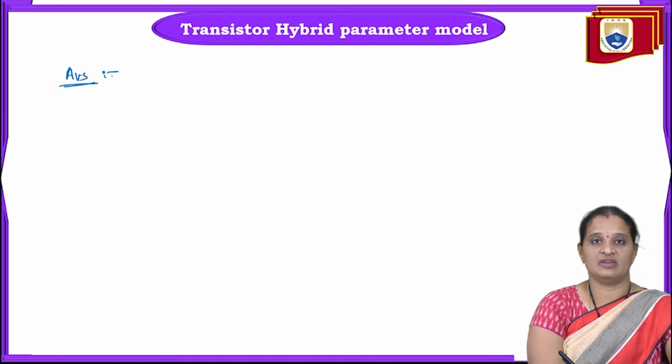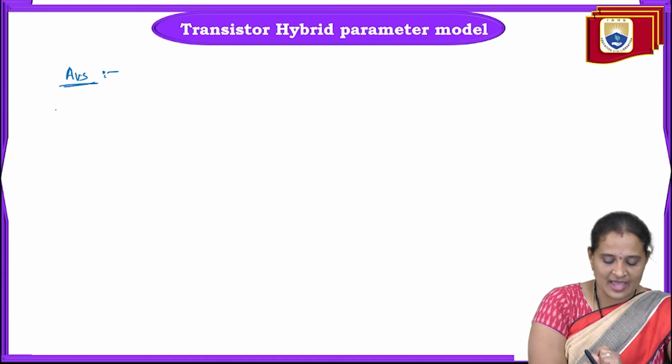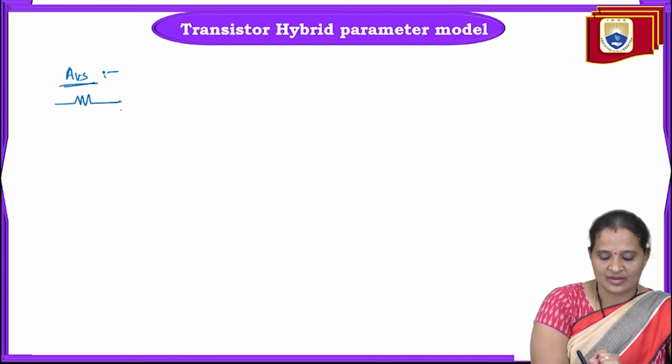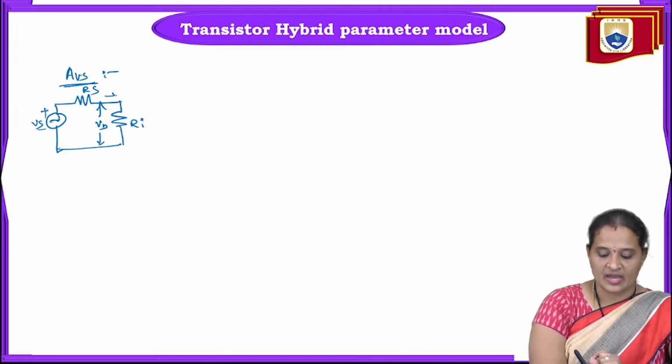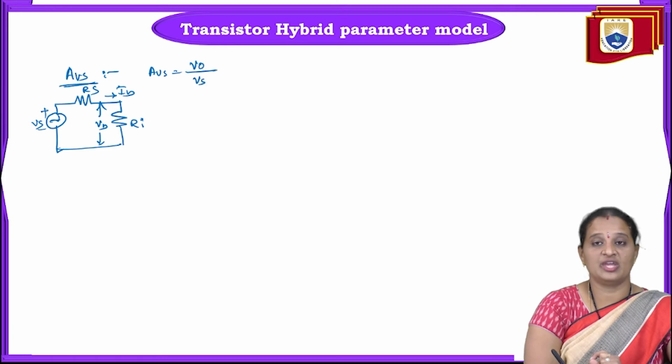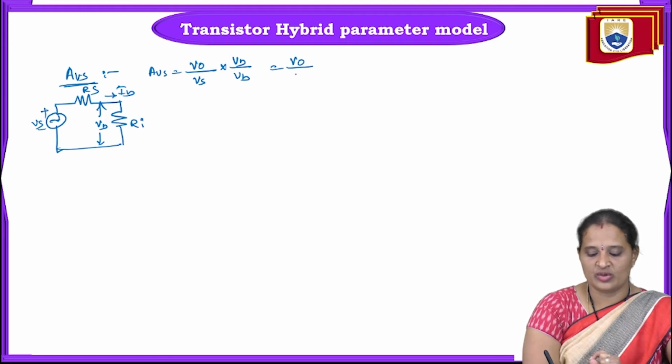So how to calculate this AVS? So we have RS and we have Ri here, and the voltage drop across this one is VB, and this one is RS, and we do have a voltage source, that is plus minus Vs. So here the current flowing is IB. So AVS can be written as V naught, the output voltage, to the input voltage Vs. So I'm multiplying and dividing this one by VB. So V naught by VB into VB by Vs. Right? So V naught by VB can be written as AV into VB by Vs.